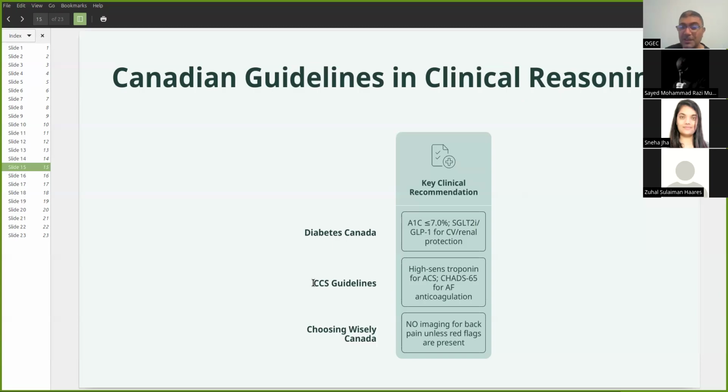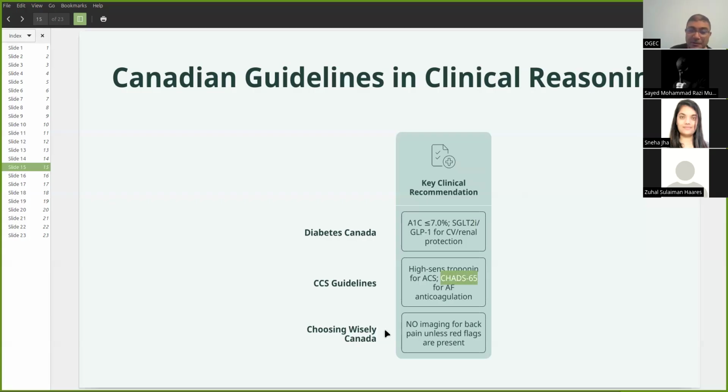The Canadian Cardiovascular Society guideline is used for acute coronary syndrome and atrial fibrillation management. For example, the CHADS-65 score for atrial fibrillation, how to choose anticoagulation for the patient based on the score.